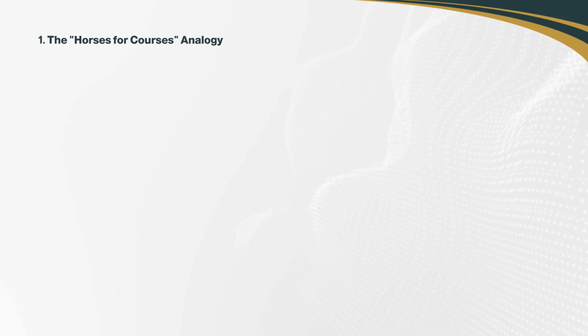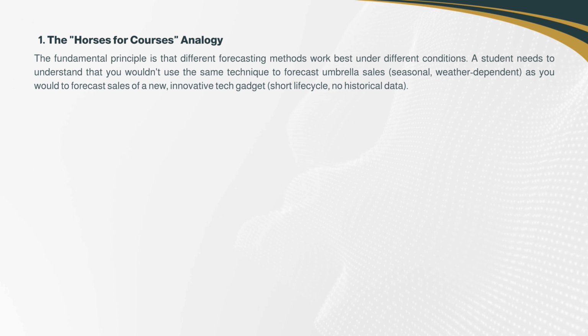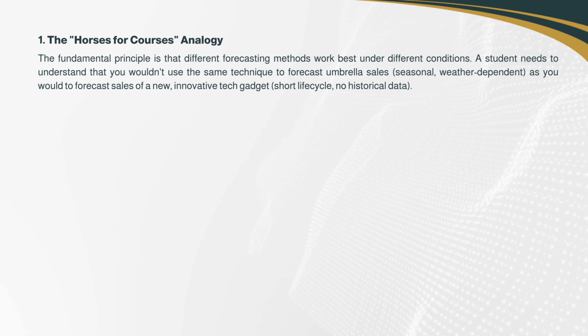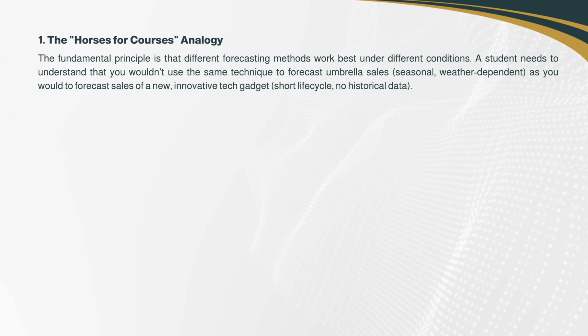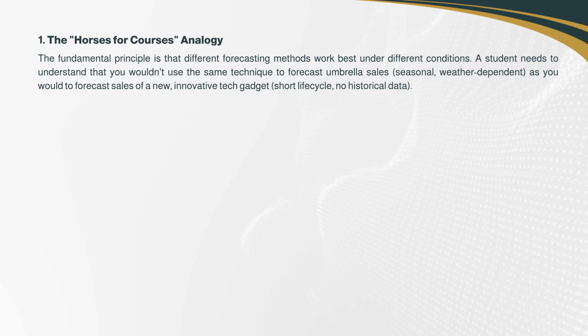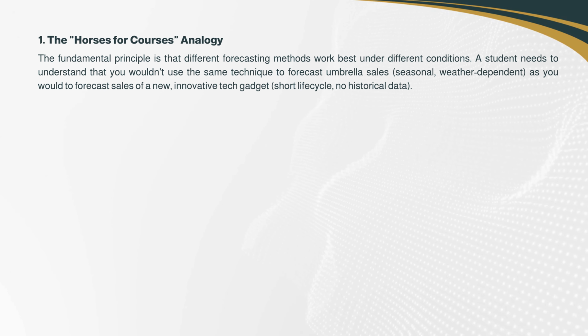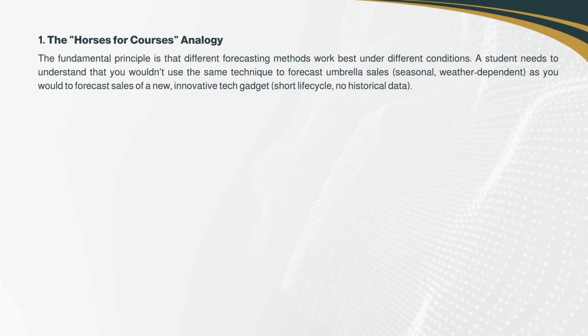1. The horses for courses analogy. The fundamental principle is that different forecasting methods work best under different conditions. A student needs to understand that you wouldn't use the same technique to forecast umbrella sales, seasonal, weather-dependent, as you would to forecast sales of a new, innovative tech gadget, short lifecycle, no historical data.